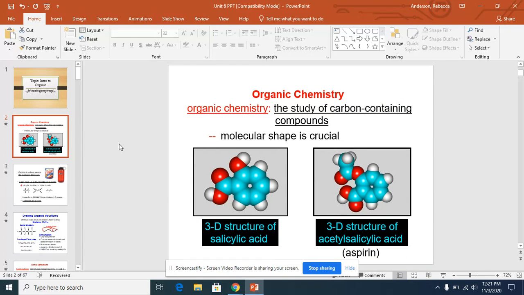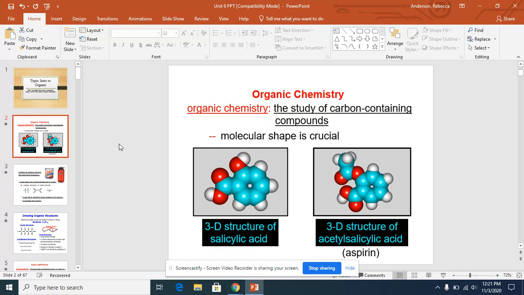Okay, so first, organic chemistry. What is it? That is the study of carbon-containing compounds. You may be thinking, if you go to the store and you buy something organic, it's fresh, it's natural, all this stuff. But really, what makes something organic is if it has carbon in it.